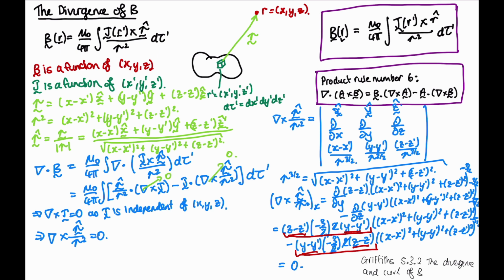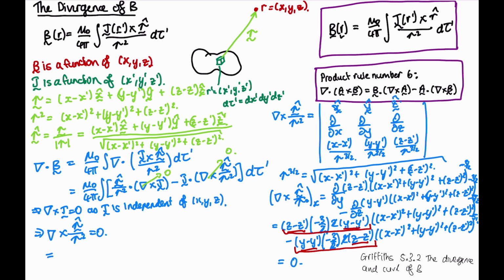So that tells us everything inside the integral is 0. When we're integrating 0, we get 0. So this gives us that the divergence of B is equal to 0, which is what we were hoping to show.